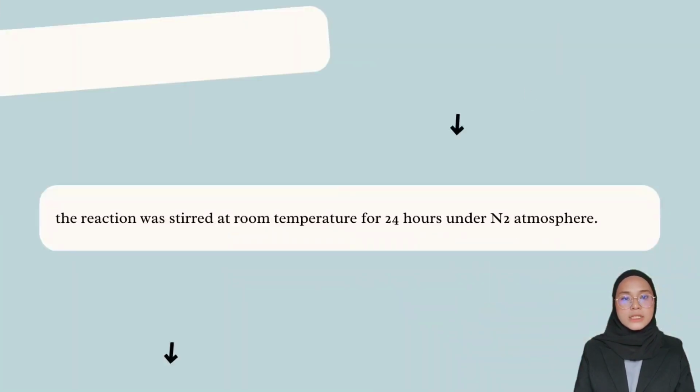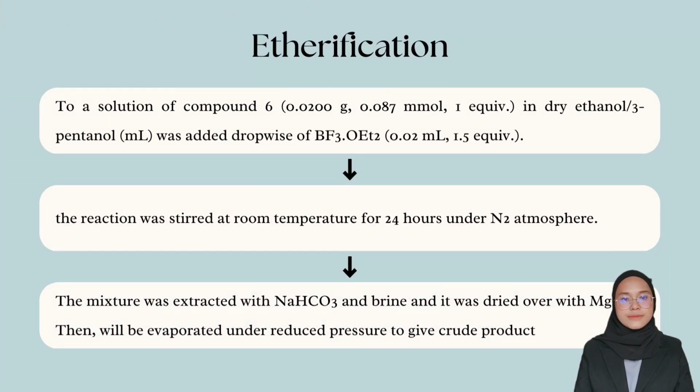The second reaction is esterification reaction. The chemicals used for this reaction are dry ethanol or 3-pentanol and boron trifluoride etherate. Same as the allylic oxidation reaction, the mixture was stirred for 24 hours under inert atmosphere.